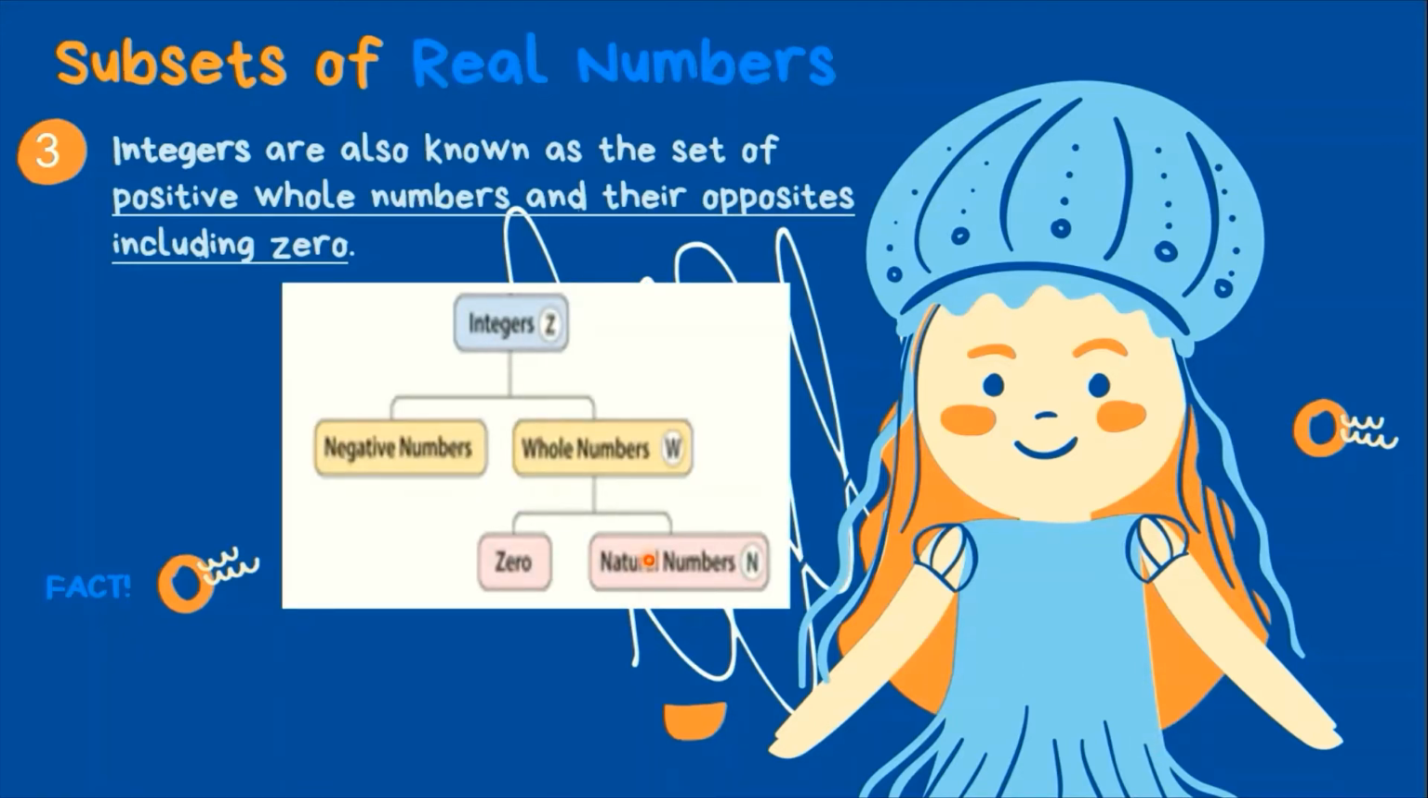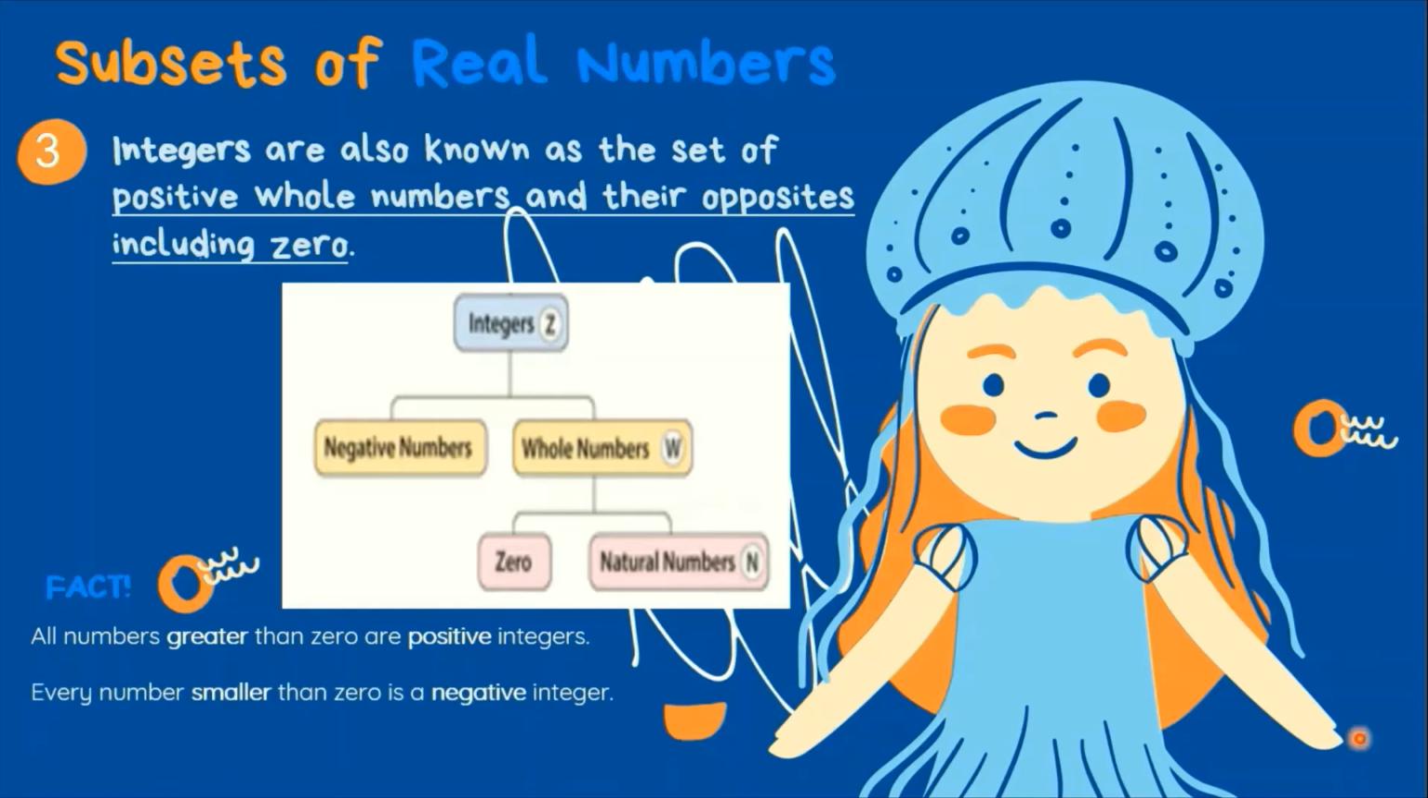Kung kanina, lahat ng natural numbers at 0 ay kabahagi ni whole numbers, integers include all whole numbers that are positive including 0. Natural numbers ay lahat positive and 0. And aside from the whole numbers that are positive and 0, it also includes their opposites, which are the negative numbers. All numbers greater than 0 are positive integers. Any number, basta mas malaki siya kay 0, positive siya. While every number smaller than 0 is a negative integer. 0 lagi yung ating gitna.